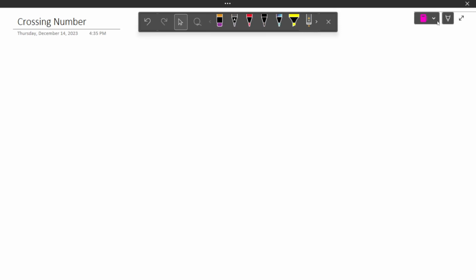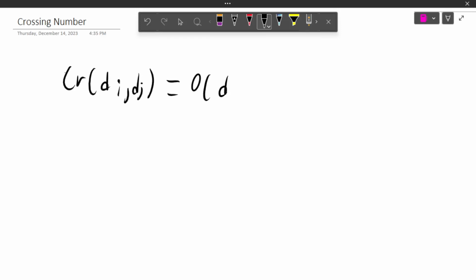The third invariant I'd like to talk about is crossing number. And the rule for crossing number is, if you have a braid, the crossing number CR of di dj is equal to p of di dj minus n of di dj. So what does each one of these things mean?